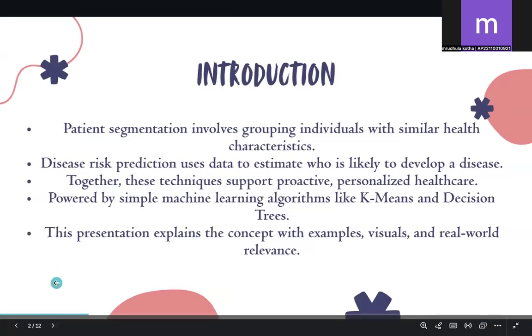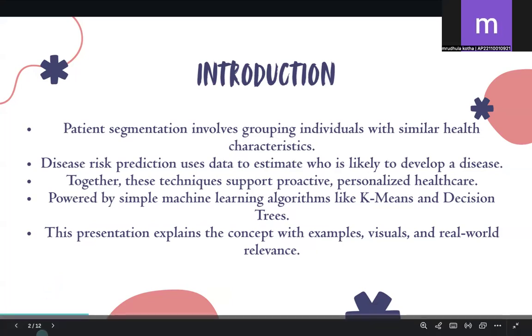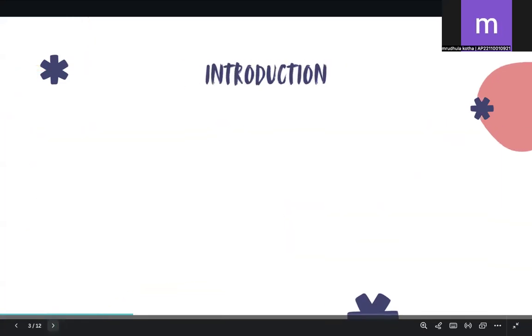Introduction. Let's start by understanding what this topic really means. Patient segmentation is about dividing people into meaningful groups based on factors like age, BMI, and glucose levels. Disease risk prediction then uses those factors to estimate if a person is likely to develop a condition like diabetes. Combining these two gives us a powerful way to personalize care and take action before problems get worse. We will go through a real dataset and two algorithms, K-means clustering and decision trees.